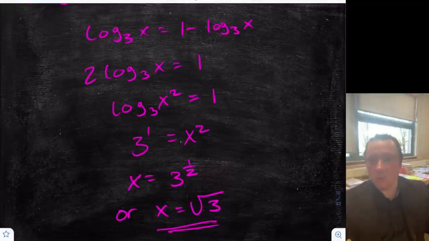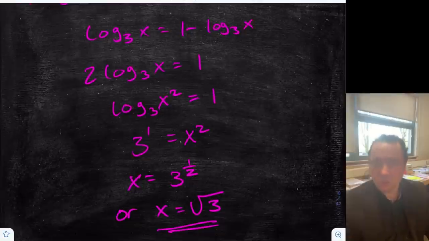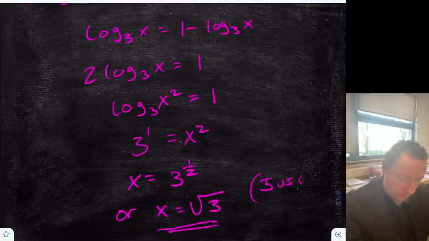Notice it'll only be the positive part of this instead of the negative part, because if x was negative, then you'd have log of a negative number, which doesn't exist, so it's just a positive. I can take a note of that. Just positive value, as x has to be greater than 0.